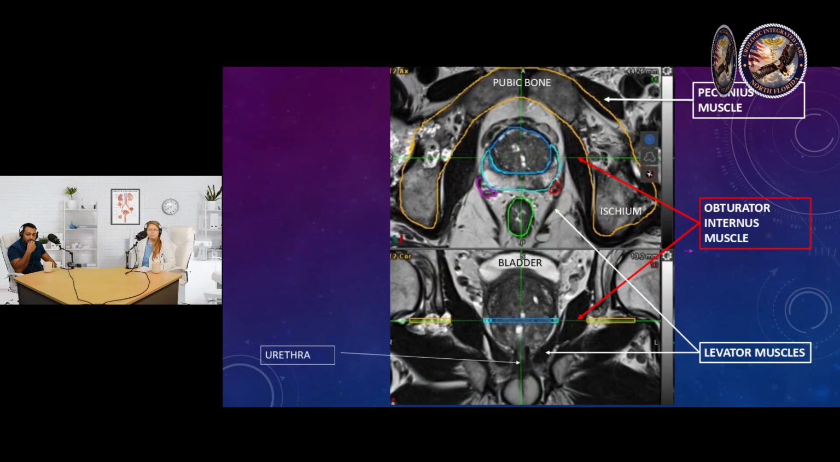Next slide. So you can also trace muscles. For example, we can outline the obturator internus muscle, the levator muscles. I've also added the pectineus muscle there for you, just to be more complete. Next slide.